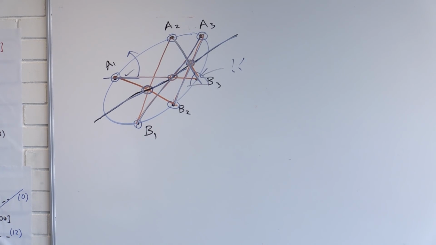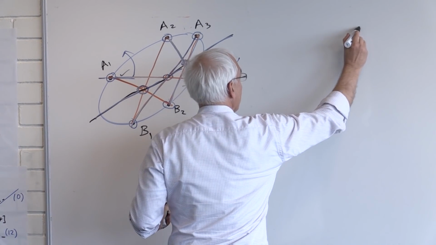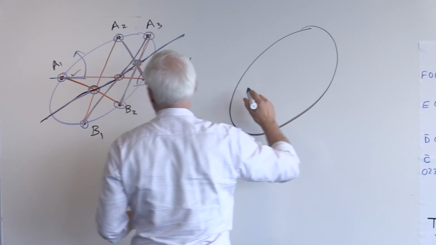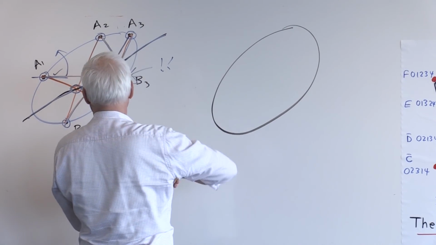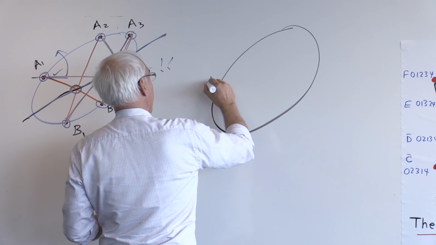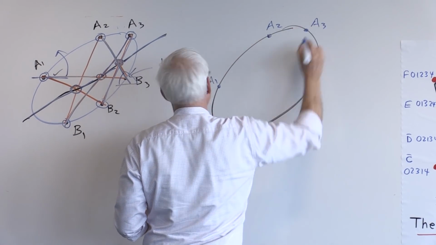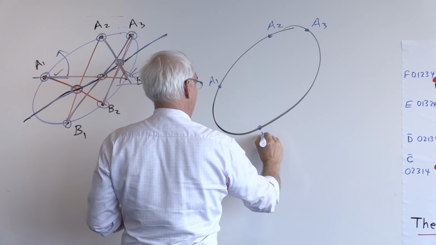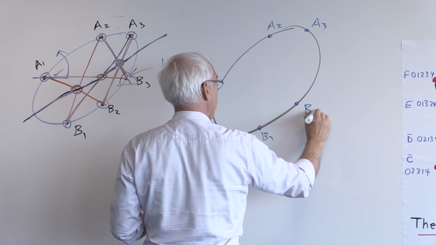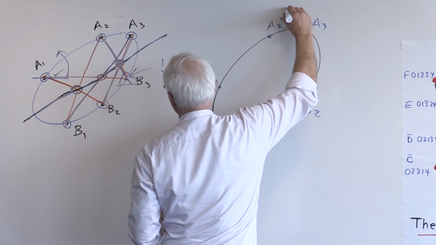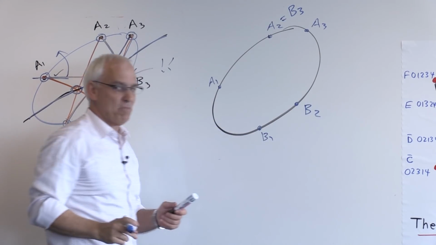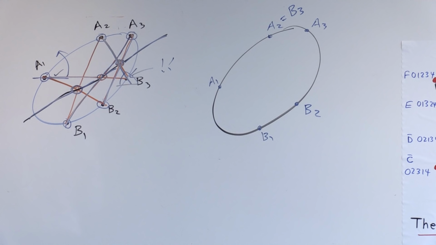Another important consequence in the same kind of direction is what happens if we have 5 points, A1, A2, A3, B1, and B2. And let's say we think of the third B point as being equal to, say, A2. What does Pascal's theorem tell us in that case?